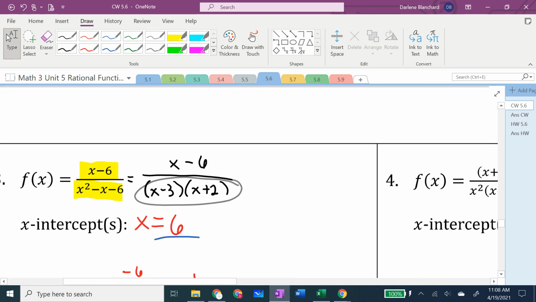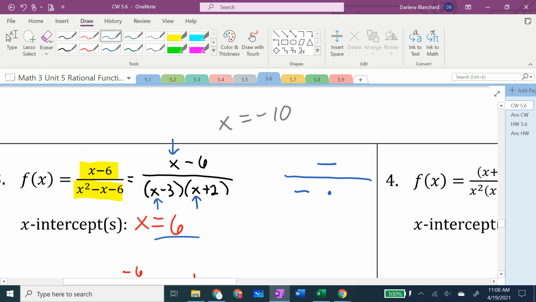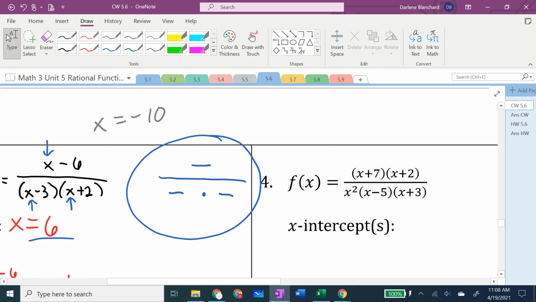If my x is equal to negative 10, I want to look at 1 factor in the numerator and 2 factors in the denominator. When I plug negative 10 into my numerator x, negative 10 minus 6 is negative. When I plug negative 10 into my first factor of the denominator, negative 10 minus 3 is negative. Negative 10 plus 2 is negative. If a function has 3 negatives multiplying or dividing, the whole fraction is negative.